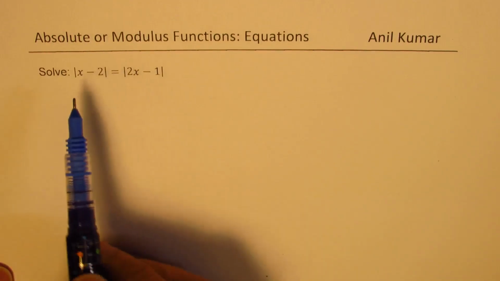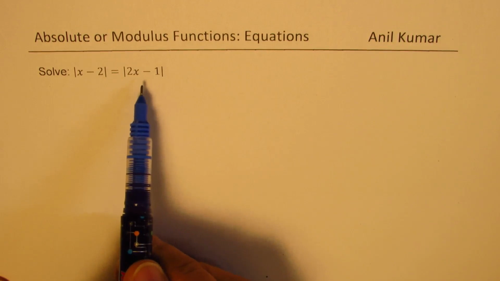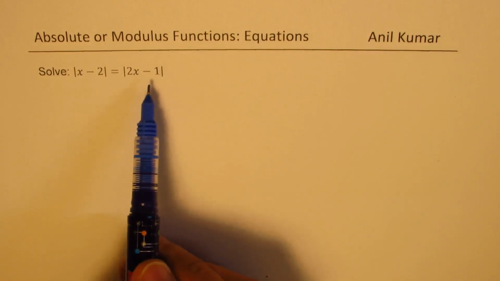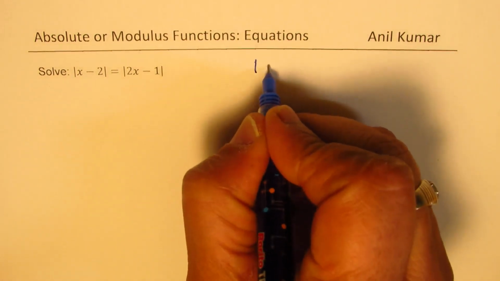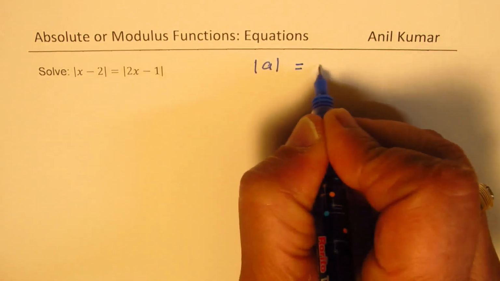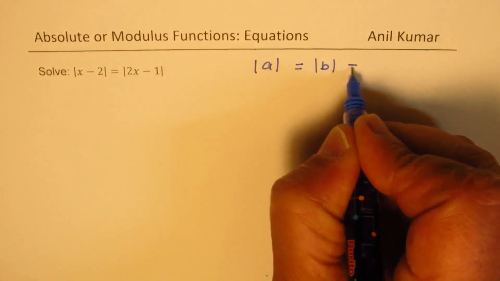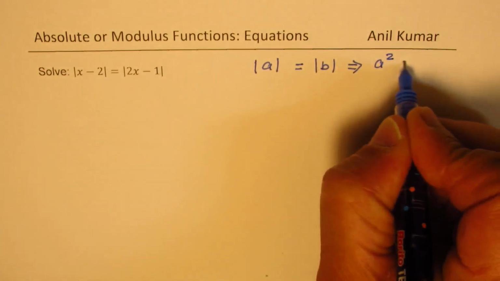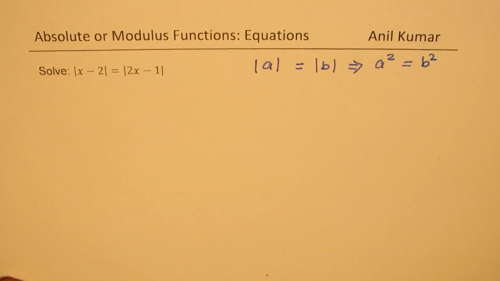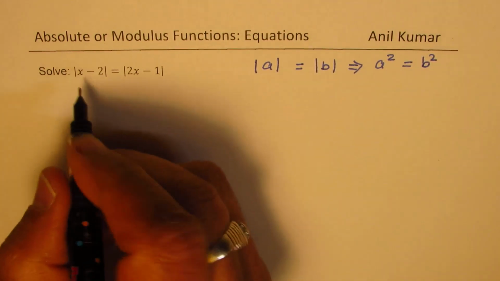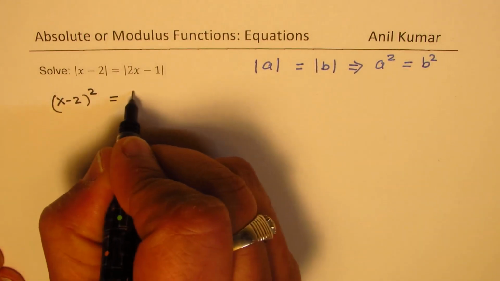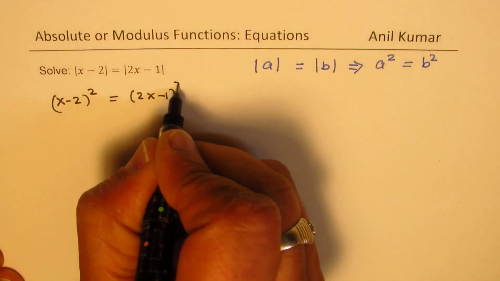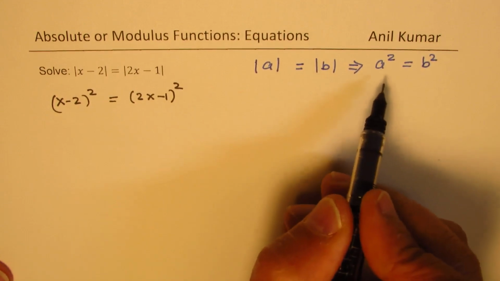So the question before you is |x minus 2| equals |2x minus 1|. Now to solve this, it is important to note when these two absolute functions are equal, it is kind of like this. We are saying absolute value of a is equal to absolute value of b. So that really implies that a squared is equal to b squared. And that is a concept which we are going to use to solve such equations, right? So what we get here is (x minus 2) whole squared should be equal to (2x minus 1) whole squared. Does it make sense to you, right? So that is the property.